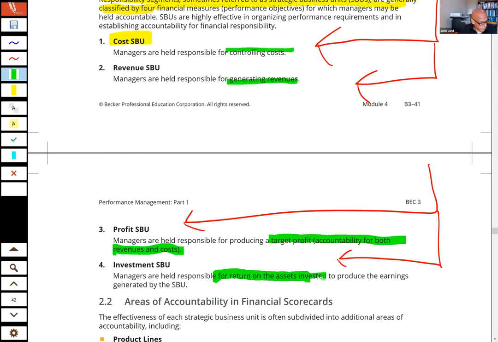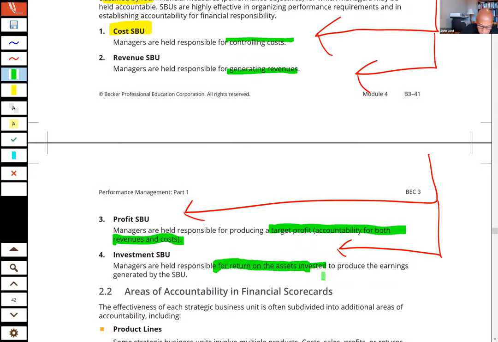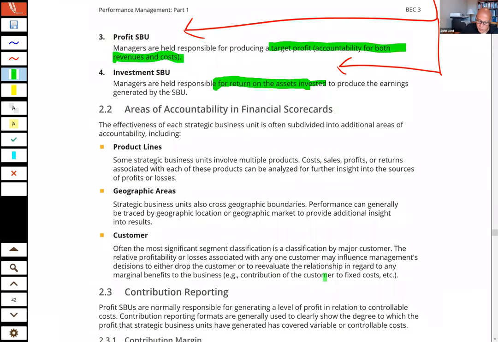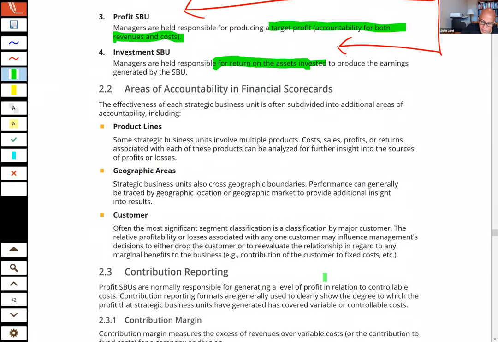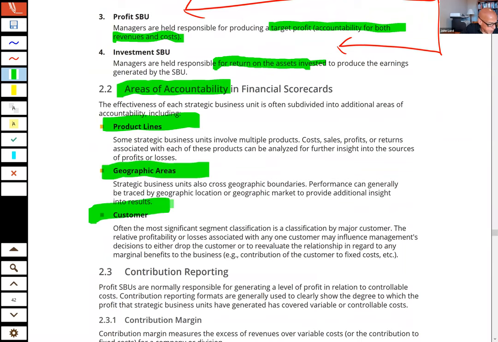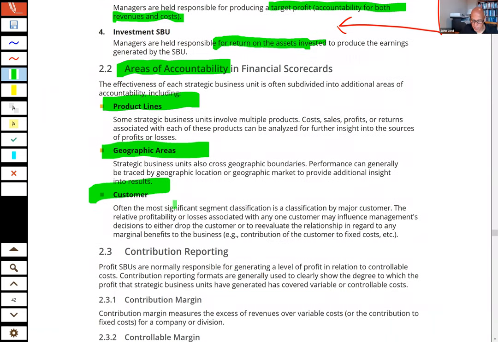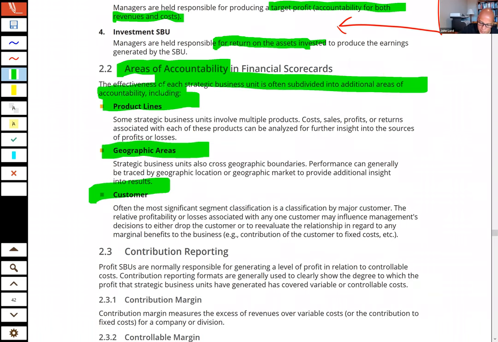Now, we can also set up our areas of accountability through product lines, geographic areas, and customers. I'm not even asking you to flashcard that. Well, you can. Strategic business units are often subdivided into these, but that's sort of like peanut butter and jelly, an introduction to business type of discussion, but you can go ahead and flashcard that.